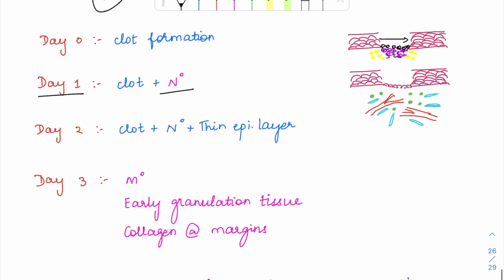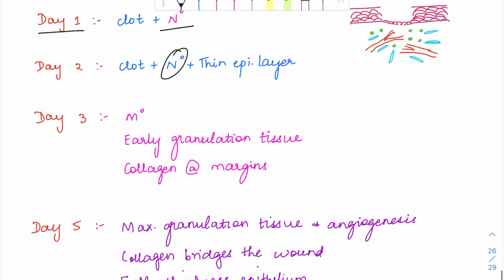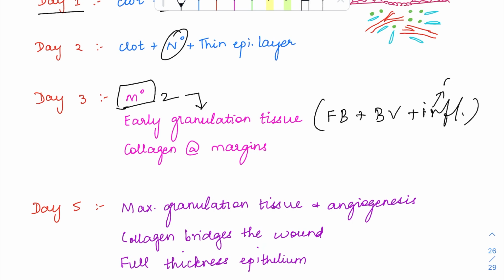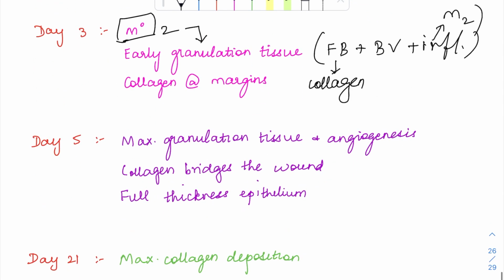So if this was the gap over here, there will be a thin epithelial layer which is trying to bridge the gap first. Okay. Then on day 3, neutrophils will be replaced by macrophages, because macrophages are the chronic inflammatory cells, right? So when macrophages come, M2 macrophages, they will secrete the fibrogenic cytokines, and that will result in the early granulation tissue, which is composed of fibroblasts and blood vessels and the inflammatory cells. And these inflammatory cells will be M2 macrophages. So the fibroblasts which were present are going to secrete some collagen which is going to start at the margins of the wound. So this is how you have to remember it.